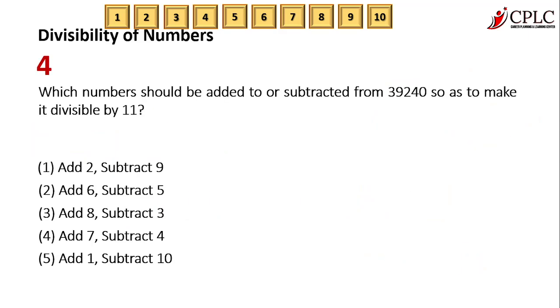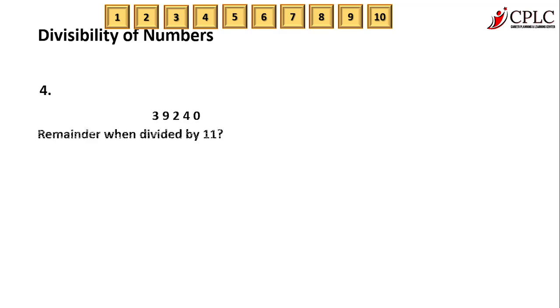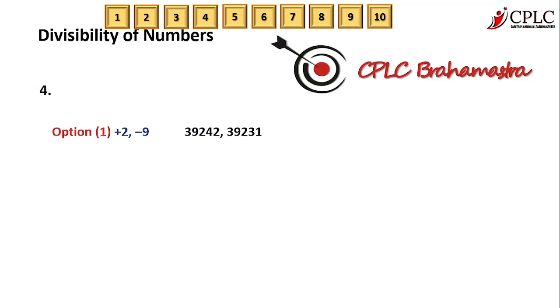Let's talk about the fourth one, which says which numbers should be added or subtracted from 39240 so as to make it divisible by 11. The best way to do this is to use the options only, and you will get your answer very, very quickly. So how do we do this? First option, add 2 and subtract 9.